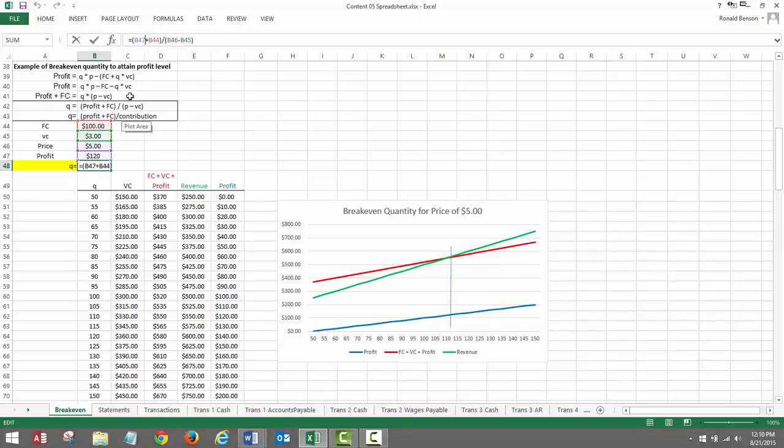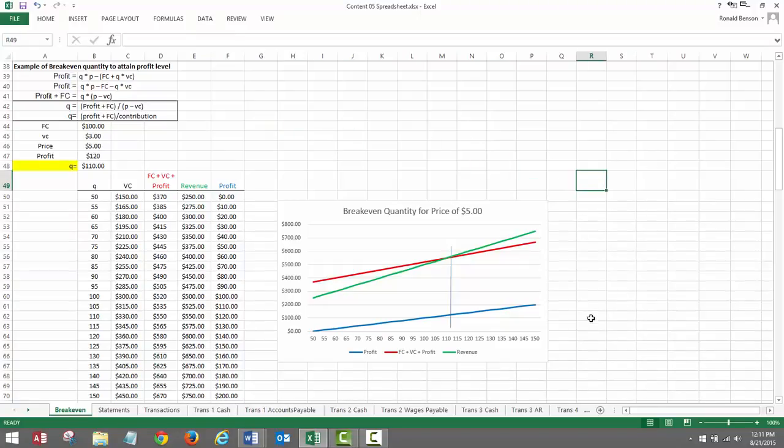B47 is the profit plus the fixed cost of 100. So that'd be 220 divided by the contribution, or the price minus the variable cost, B46 minus B45. You do that calculation, you get $110.